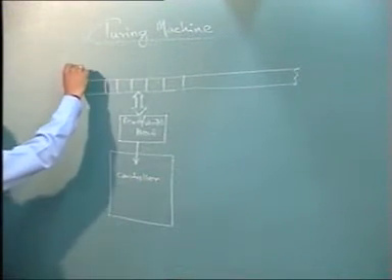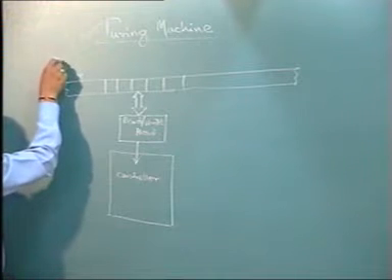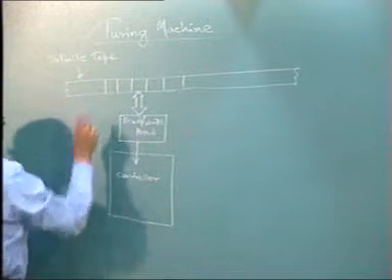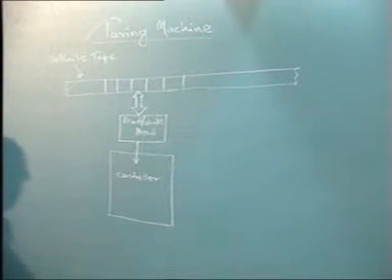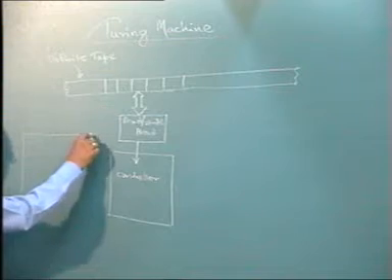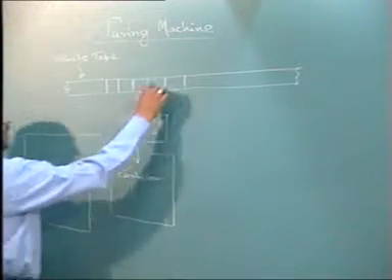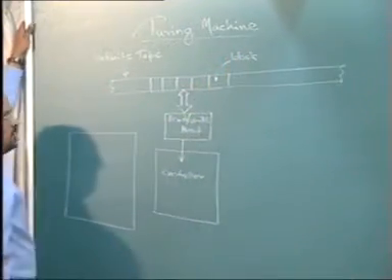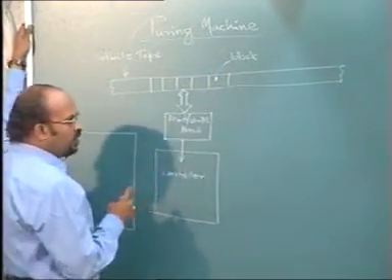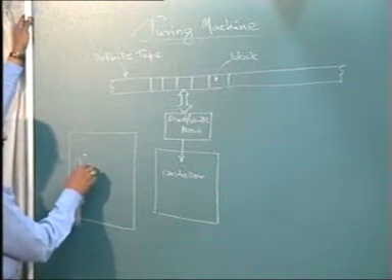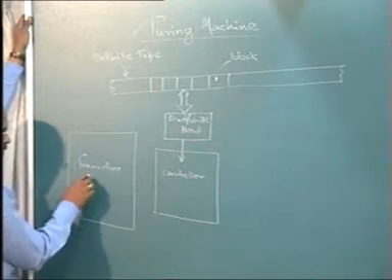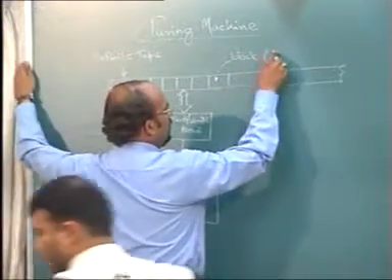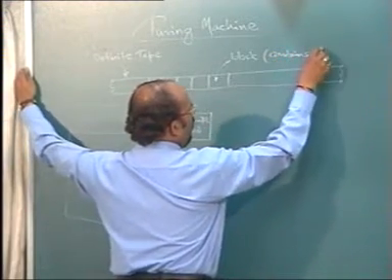Turing machine has the memory in the form of one-dimensional infinite tape, which is divided into the blocks such that a block can contain only one symbol at a time. So a block which contains one symbol.